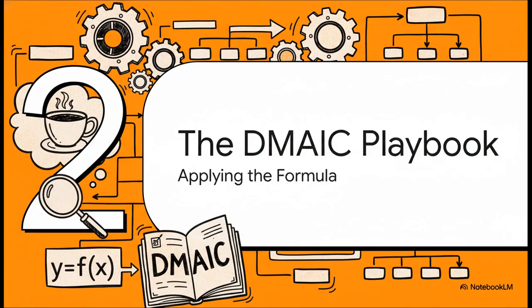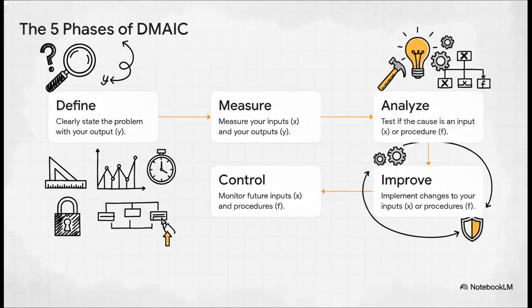They just use a more formal structure. And in the world of process improvement, that structure is called DMAIC. You can think of it as the official professional playbook for applying that Y equals f of x logic. So DMAIC stands for Define, Measure, Analyze, Improve, and Control. You start by defining the problem you're having with your output, your Y. Then you measure everything, get a baseline for your X's and your Y's.